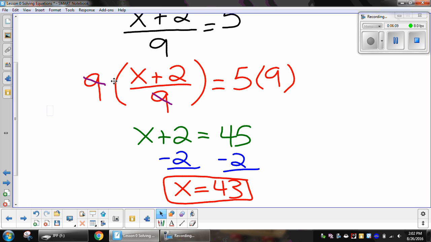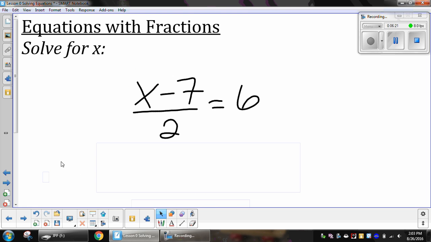So you might be tempted to do some sort of distribution property here. If you remember that property, we'll use that this year as well, but no need. Those two numbers cancel each other out and just leave us with what's on top. So let's do one more together, and then I'll let you do one on your own.